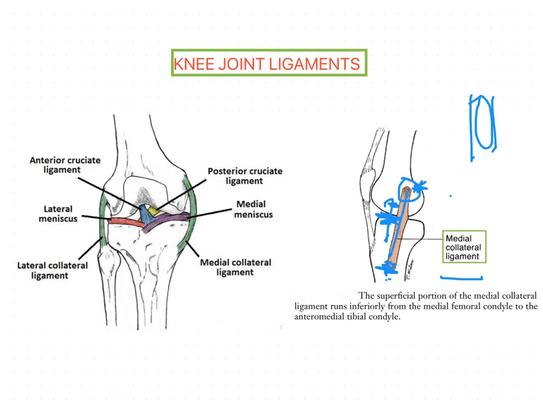So this one helps in the protection against excessive valgus stress. So like this, valgus stress. And it also gives restraint to the lateral tibial rotation. That means the tibia will rotate like this. So in these two cases, the medial collateral ligament acts as a primary restraint.